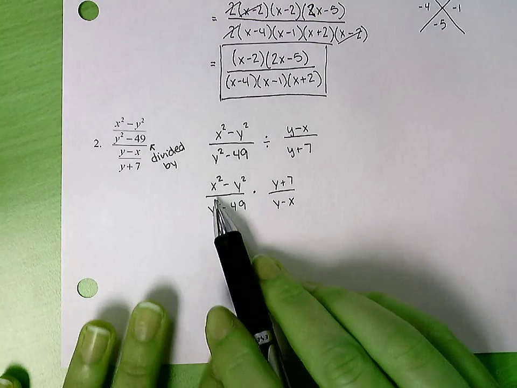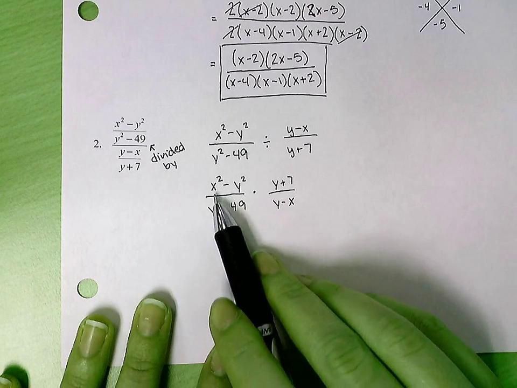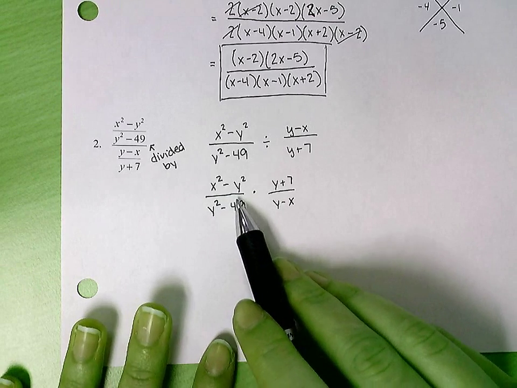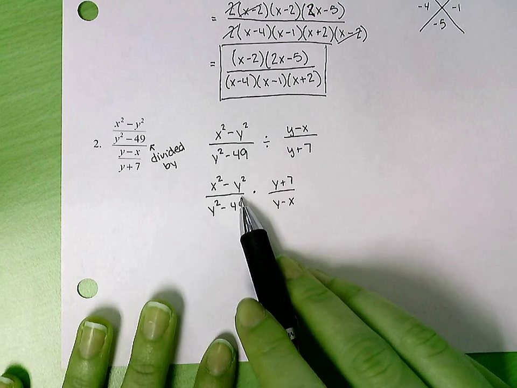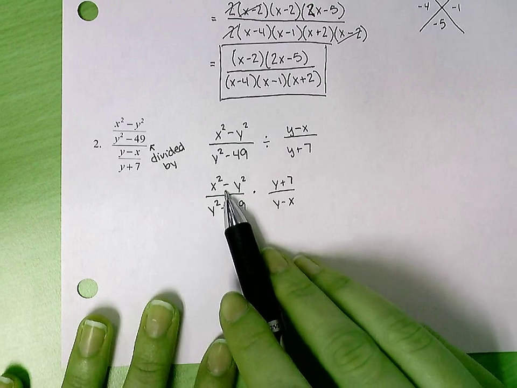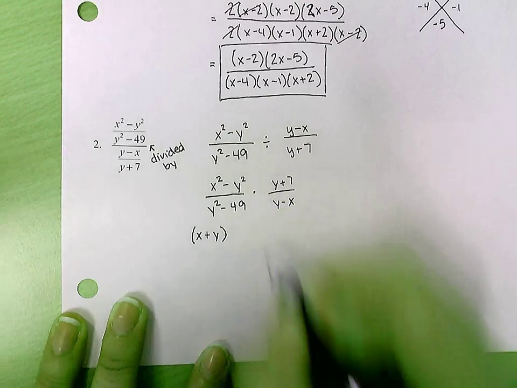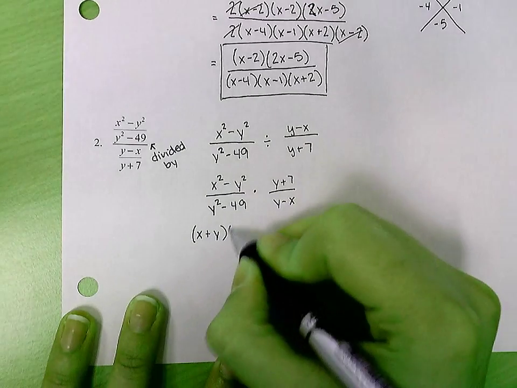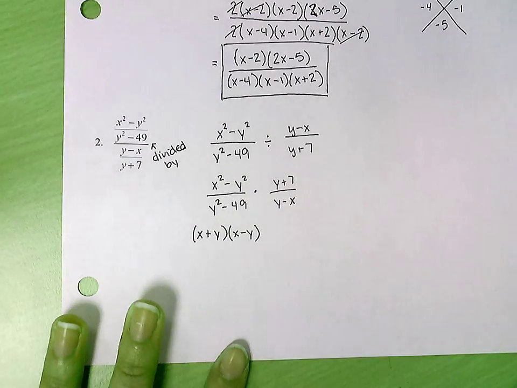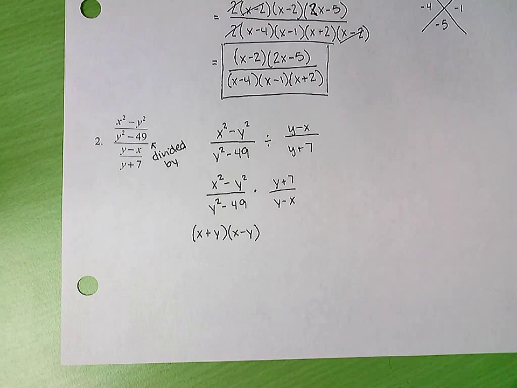Okay, this first one, I have an x squared and a y squared. I can take the square root of both of those, right? There's a subtraction between, so again, we can split this into a plus and minus. So I have x plus y times x minus y.